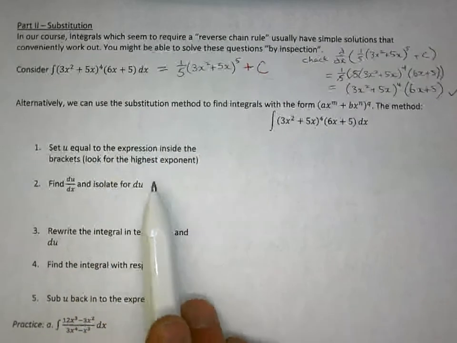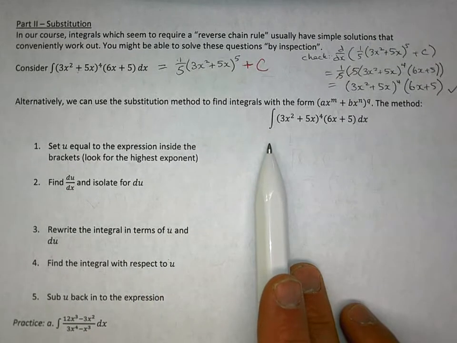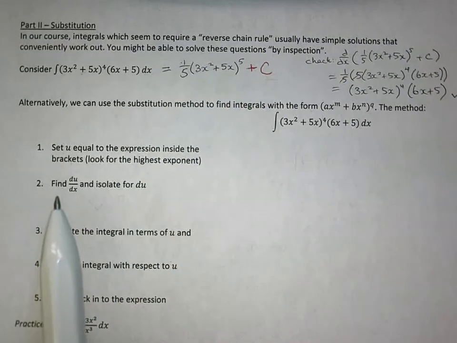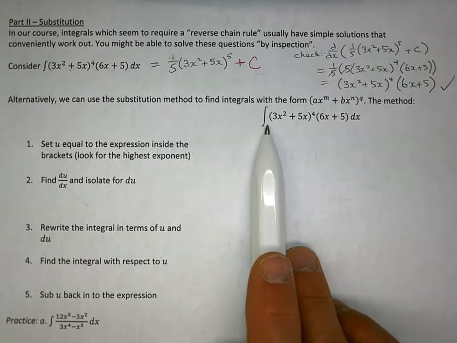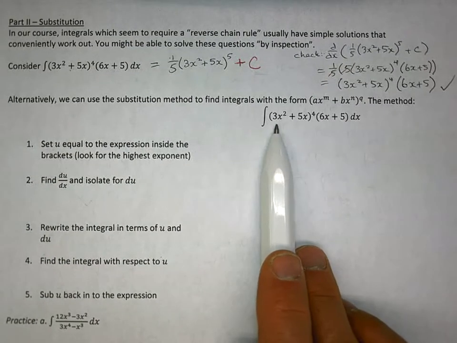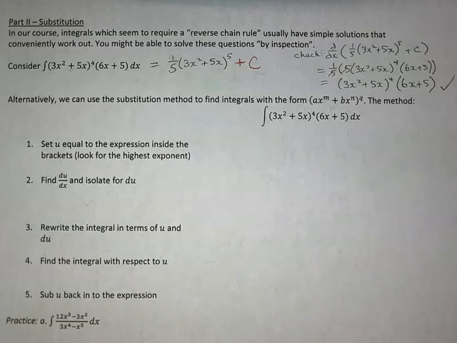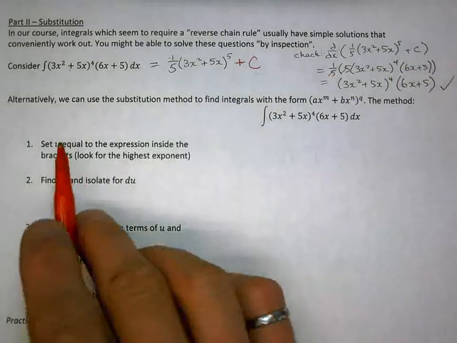But I can show you a method to do this reliably every time. It's called the substitution method. If you like it, you can use it. If not, you can do it by inspection. Just find the answer. That's okay. So watch what happens. Let's use the substitution method. I have an integral with some expression and then another expression. Oh, that looks scary. In this situation, you're going to follow these steps.